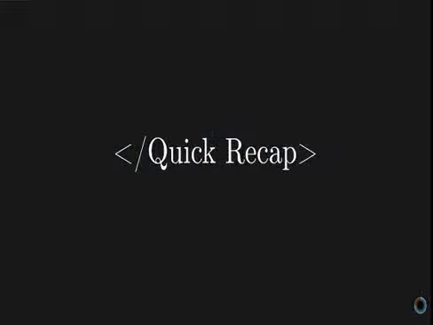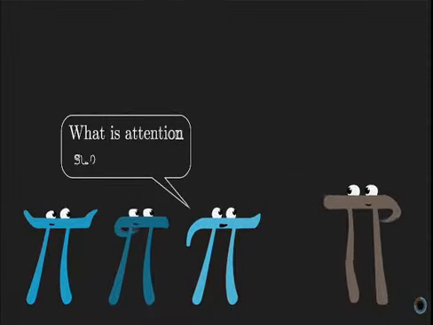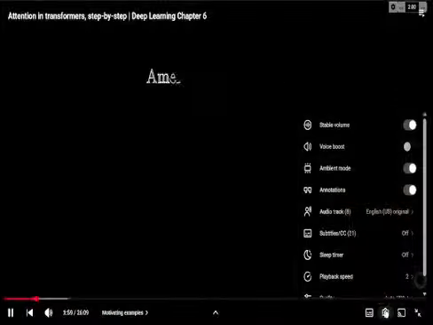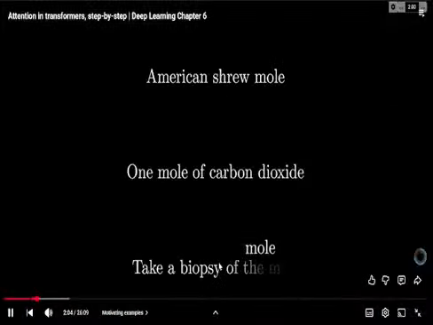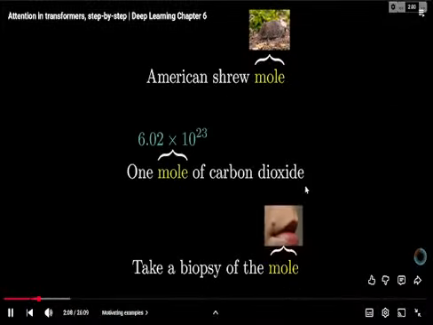I should say up front that a lot of people find the attention mechanism, this key piece in a transformer, very confusing, so don't worry if it takes some time for things to sink in. I think that before we dive into the computational details and all the matrix multiplications, it's worth thinking about a couple examples for the kind of behavior that we want attention to enable. Consider the phrases American true mole, one mole of carbon dioxide, and take a biopsy of the mole. You and I know that the word mole has different meanings in each one of these based on the context.